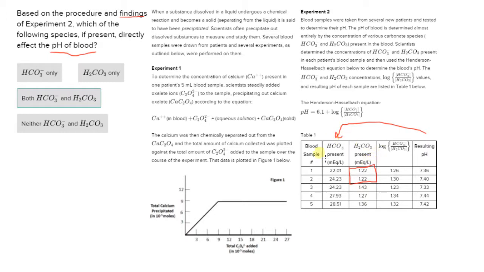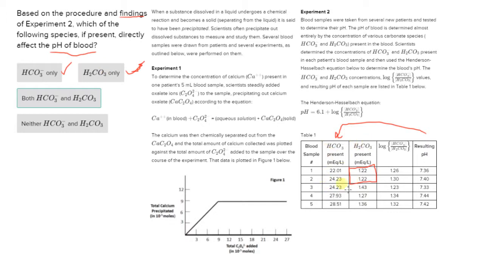So we know that HCO3 negative is a contender because as this changes, the pH changes even when this is constant. So now for the second one, for H2CO3.